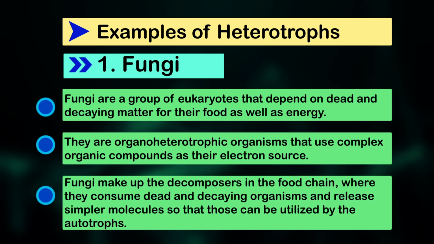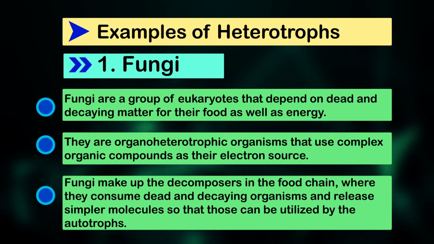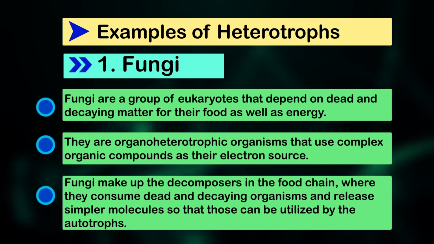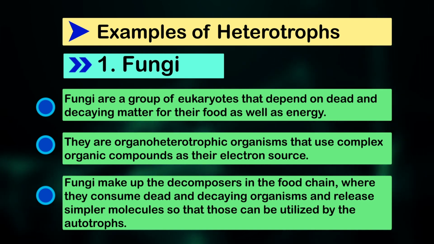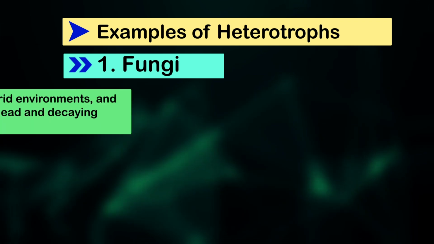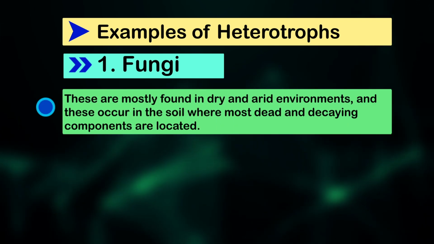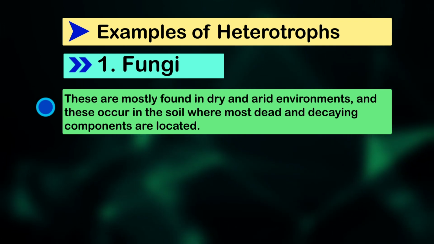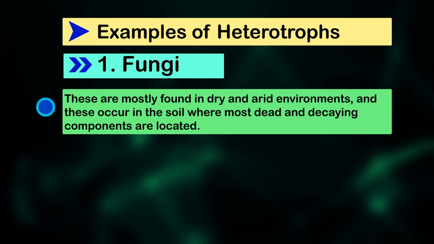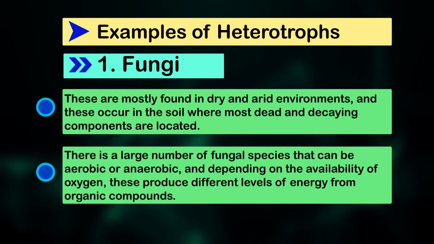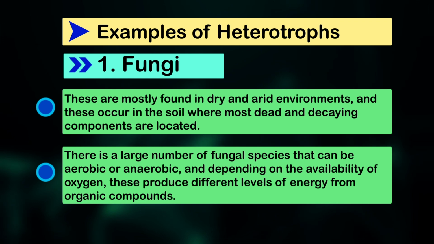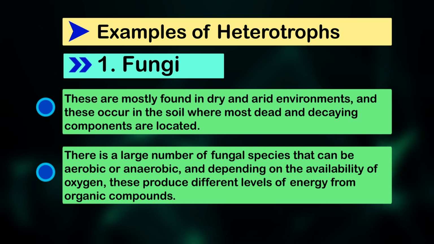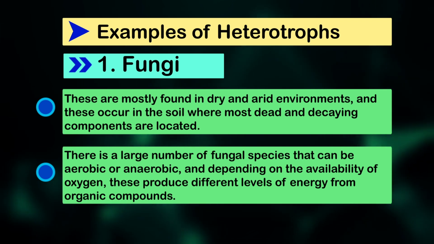Fungi make up the decomposers in the food chain, where they consume dead and decaying organisms and release simpler molecules so that they can be utilized by the autotrophs. They are mainly found in dry and arid environments, and these also occur in the soil where mostly dead and decaying components are located. There is a large number of fungal species that can be aerobic or anaerobic, and depending on the availability of oxygen, these produce different levels of energy from organic compounds.